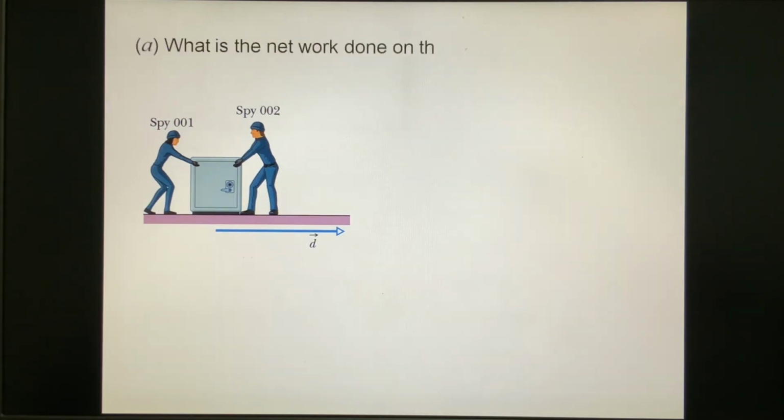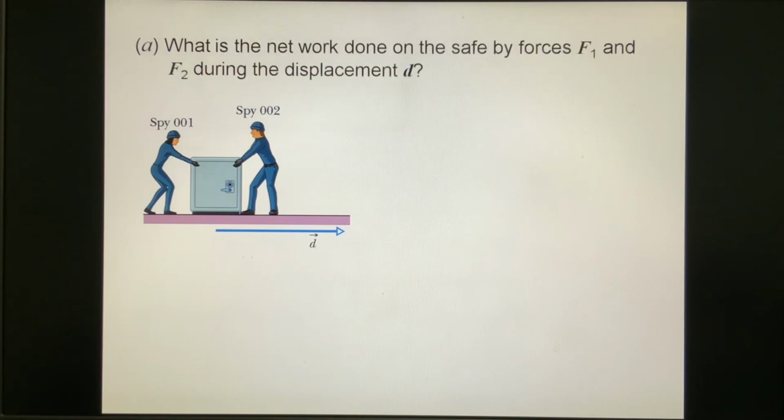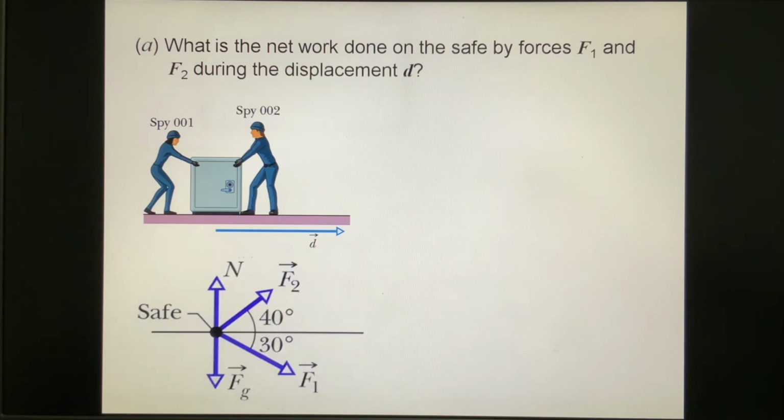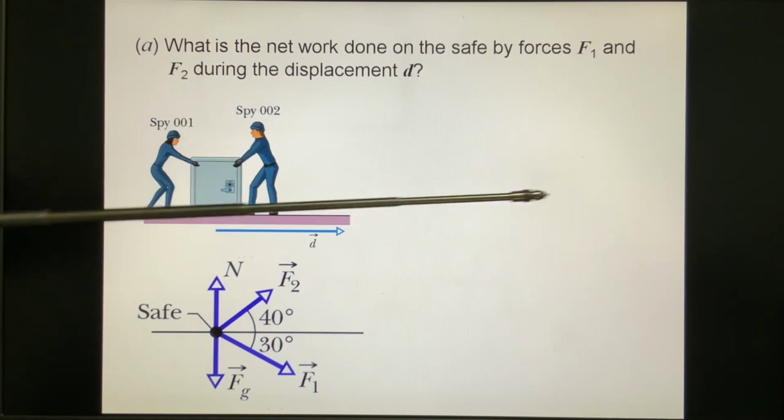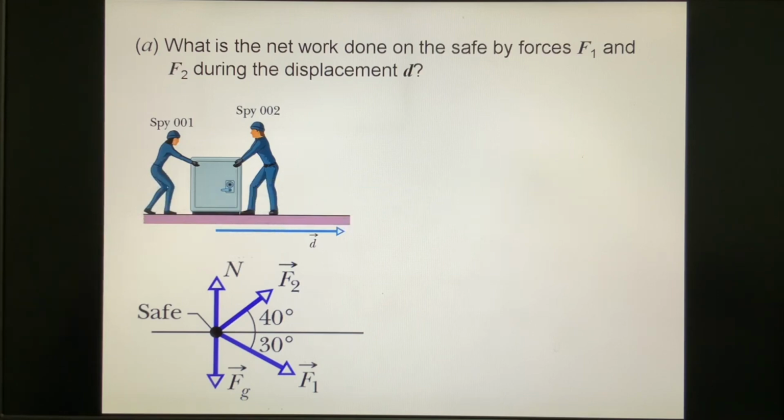A. What is the net work done on the safe by forces F1 and F2 during the displacement d? We look at the free body diagram of the safe. There are four forces acting on it: the normal force from the floor, the gravitational force from the earth, the push F1 from spy 001, and the pull F2 from spy 002. As a result, it moves along the direction of displacement d.